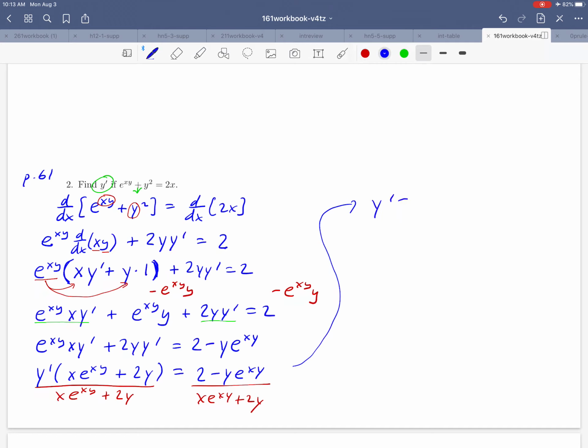And if we do that, we are going to get a final answer that looks like y prime equals 2 minus y e to the xy over x e to the xy plus 2y. And there's our formula for the derivative.